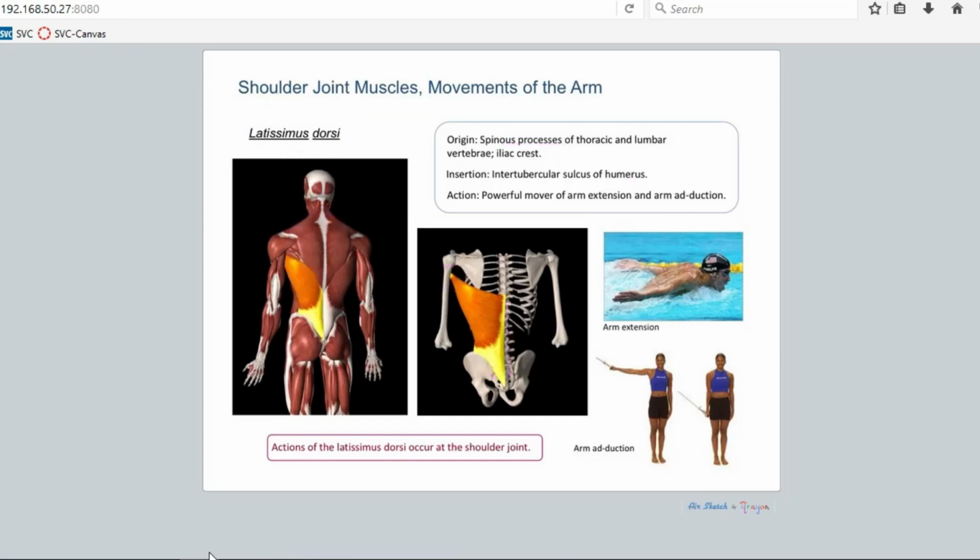So the latissimus dorsi is a powerful mover of arm extension. Okay, taking these arm muscles and extending them back. And so swimmers, in particular butterfly swimmers, will have these huge latissimus dorsi, this kind of V-shaped torso because of the latissimus dorsi.